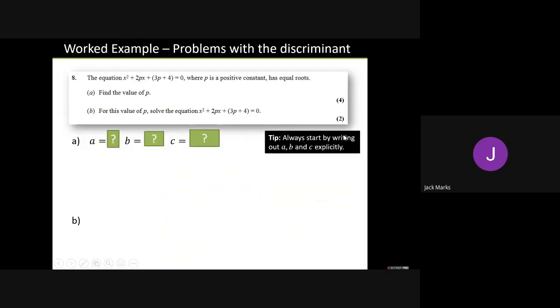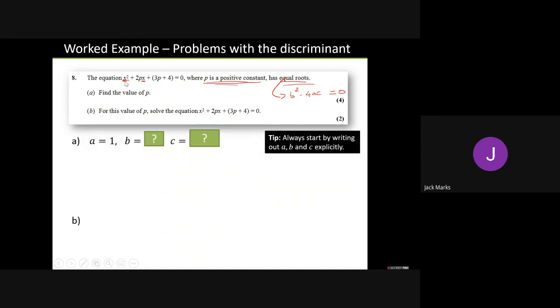So a word example with a problem. This one has some unknown letters in it. P is a constant, so it means it's like a mystery number. So here is our equation. Look at the part with the x squared, then the part with the x, and then the part with no x squared, no x. It has equal roots. As soon as you read this, a signal needs to go off in your mind, which is b squared minus 4ac equals 0. So we need to identify what a is and b is and c.